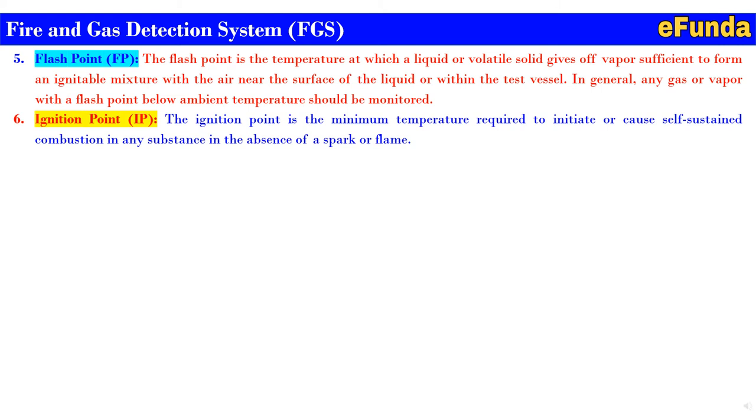Sixth, ignition point, that is IP. The ignition point is the minimum temperature required to initiate or cause self-sustained combustion in any substance in the absence of the spark or the flame.